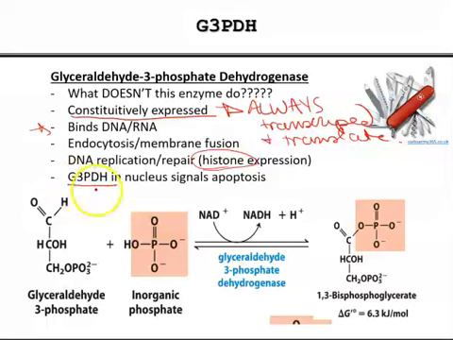Glyceraldehyde 3-phosphate dehydrogenase, when it's present in the nucleus of the cell, is going to promote apoptosis. And so, glyceraldehyde 3-phosphate dehydrogenase is active in glycolysis in the cytoplasm.